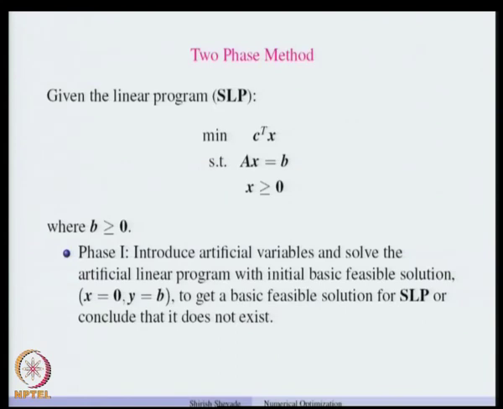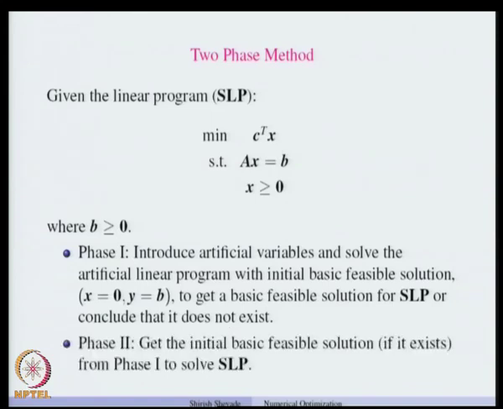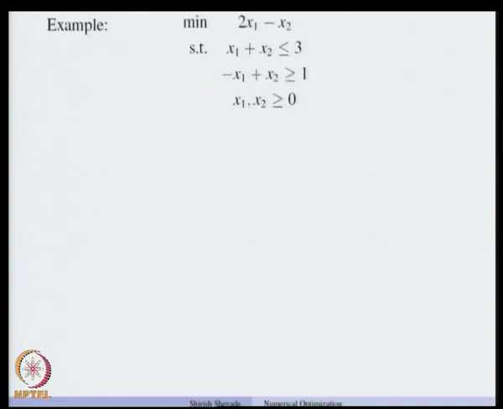Now, after having obtained an initial basic feasible solution for this program through phase 1, then in phase 2, the given SLP is solved. So, phase 1 solves the artificial linear program, while phase 2 solves the actual linear program that we want to solve. So, let us consider an example to show how this two-phase method works.